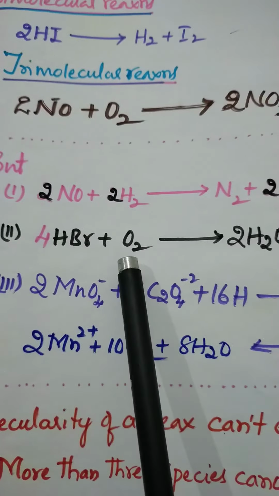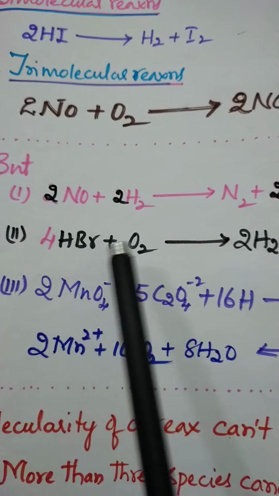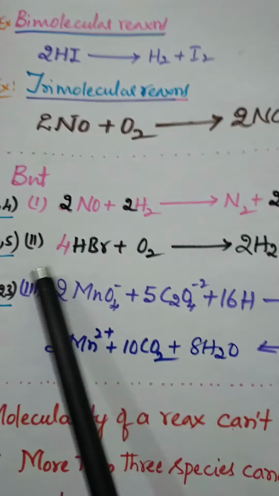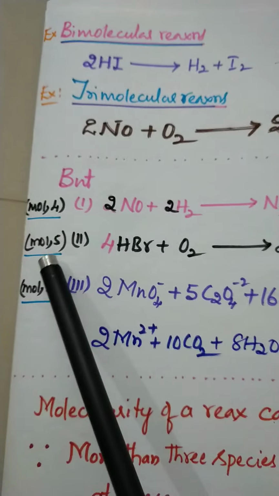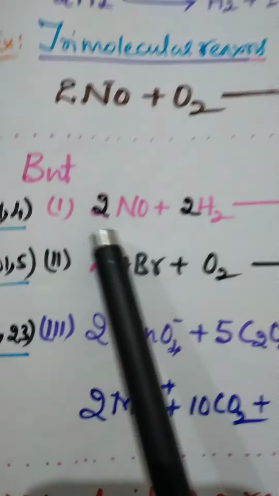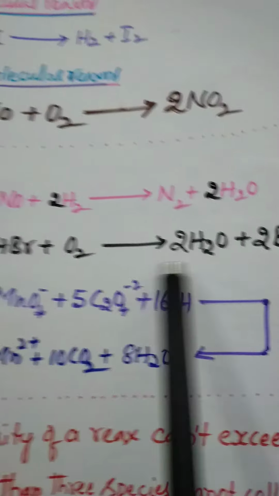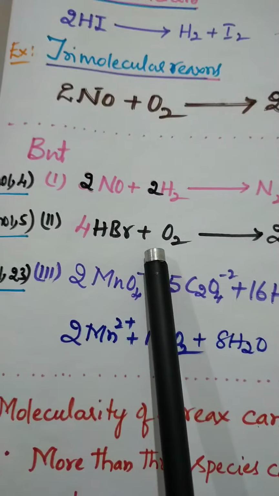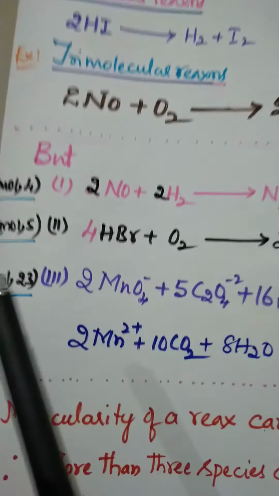4 HBr plus oxygen. Here there are 4 HBr and one oxygen molecule. If they react, 4 plus 1 is 5, so molecularity is 5. Observe here. For this reaction molecularity is 5. For the previous one it is 4. Is it possible that molecularity is 5? One more example.